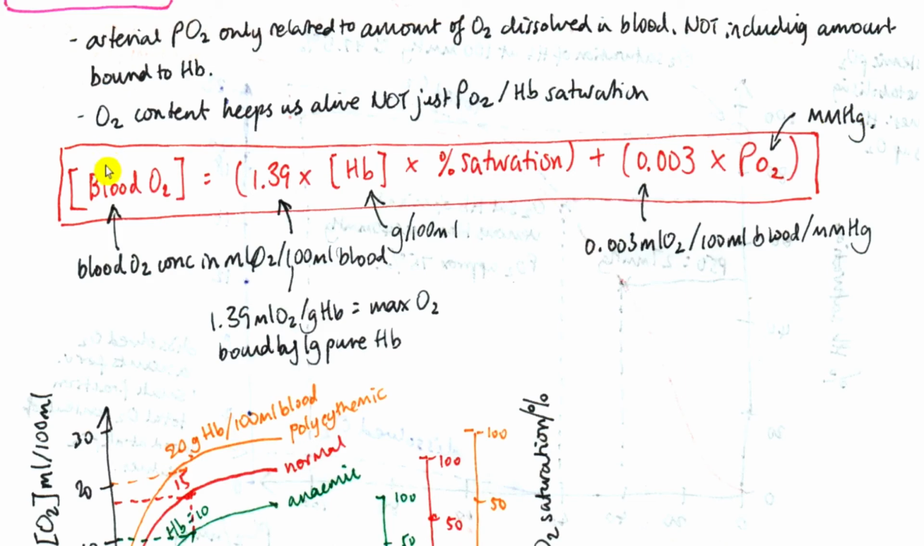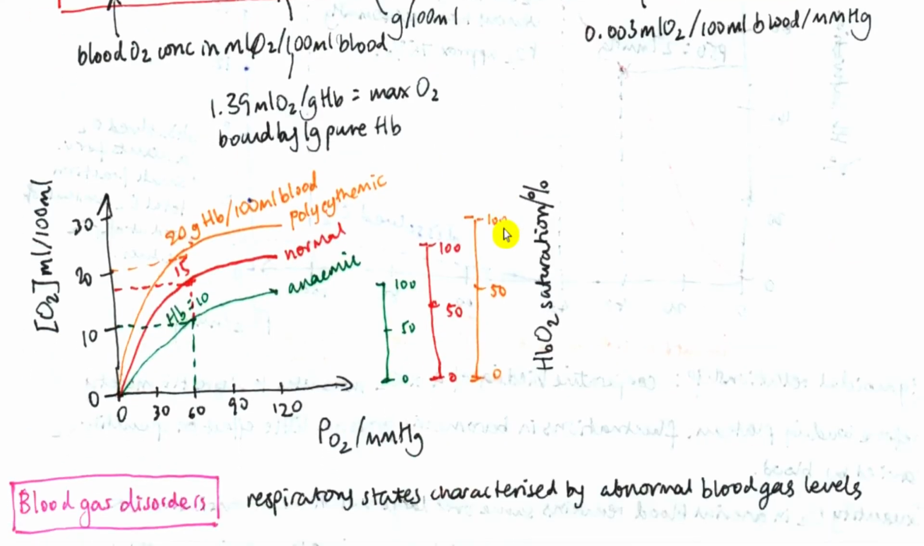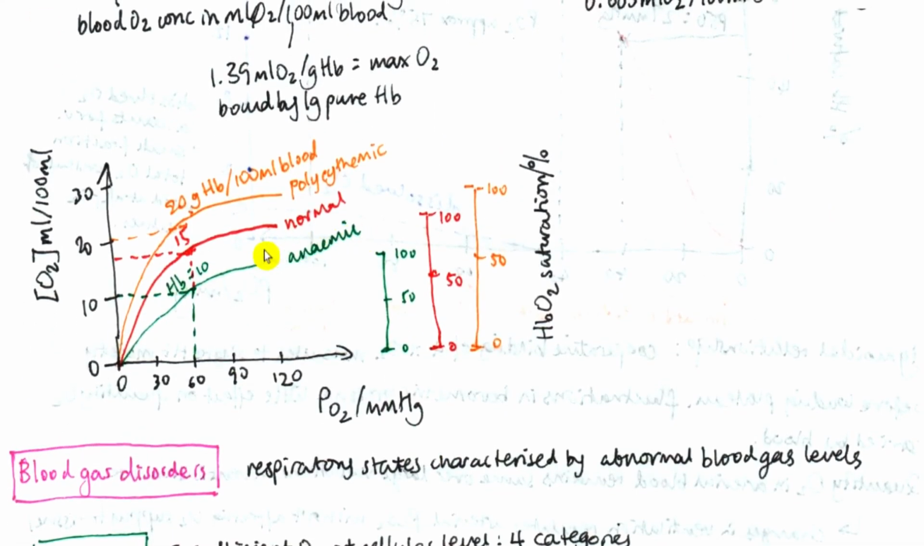And we can see from this graph here that there's varying levels of this. So if someone has very low concentration of haemoglobin, so 10 grams of haemoglobin per 100 milliliters of blood, then their concentration of oxygen will be pretty low and they'll be anemic, which means they're not getting enough oxygen and possibly they're not having enough iron in their blood. A normal value is around 15 grams of haemoglobin per 100 milliliters of blood, which is around 10 to 20 milliliters of oxygen per 100 milliliters of blood.